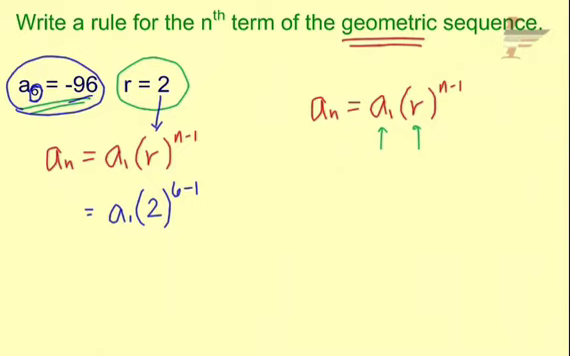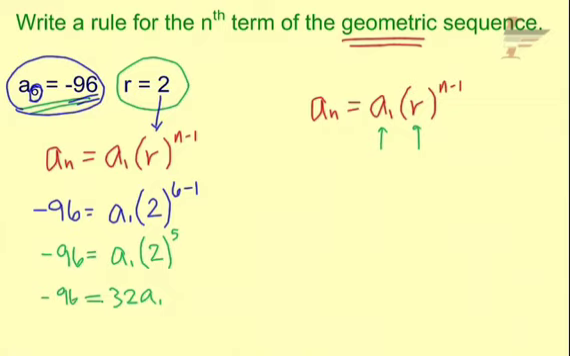Well, we know what that term is. We know it's a negative 96, so that's why we put a negative 96 out on this side. So in simplifying this, negative 96 equals a sub 1 times 2 raised to the 5th power. Now 2 to the 5th power is 32. And we just have this nice equation where we can keep going and end up figuring out our first term.